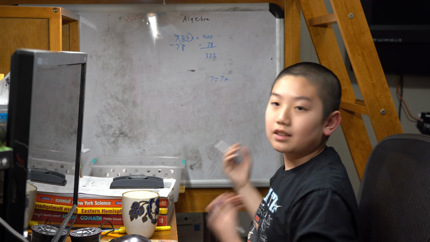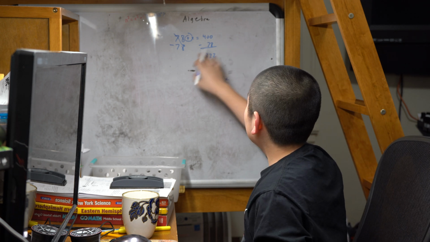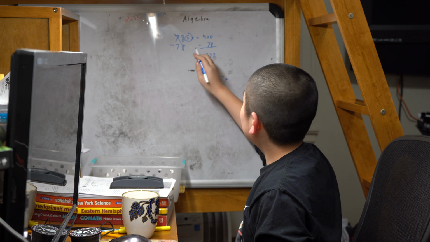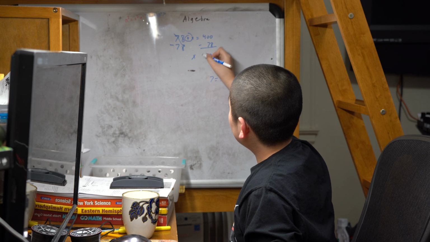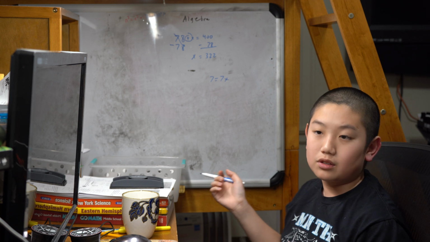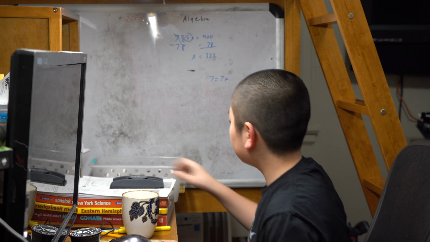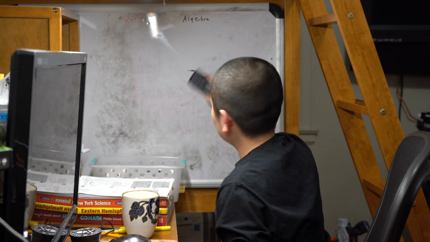Now that's what you get from subtracting this. So you're left with x and the equal sign. So therefore x is equal to 322. So 78 plus 322 is 400. Easy. Let's try another example.